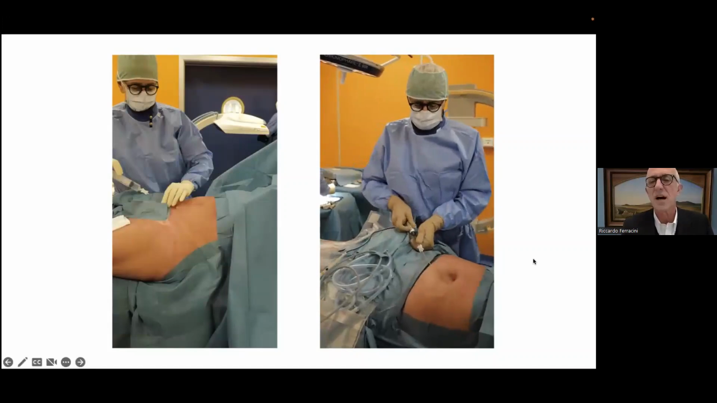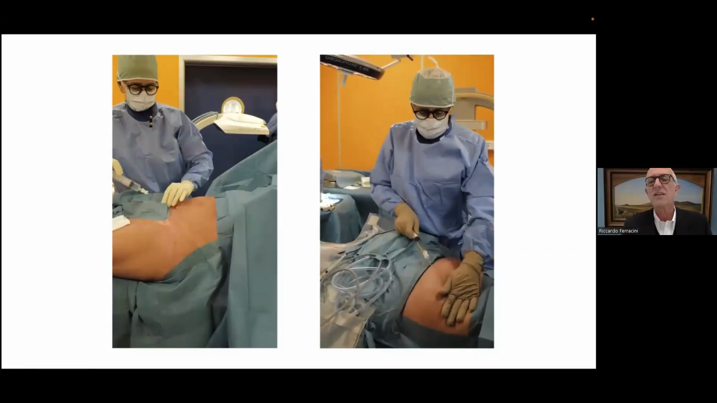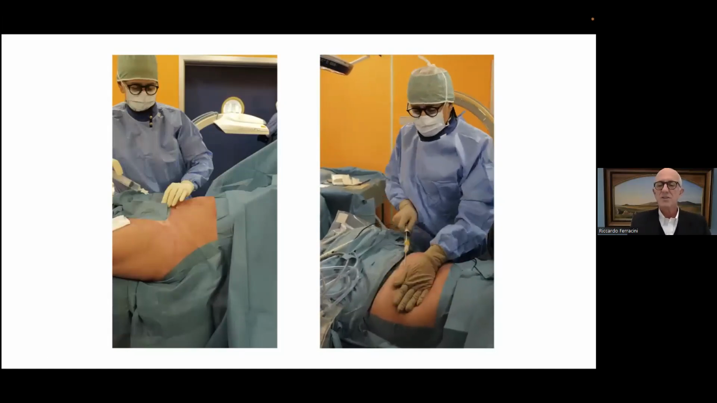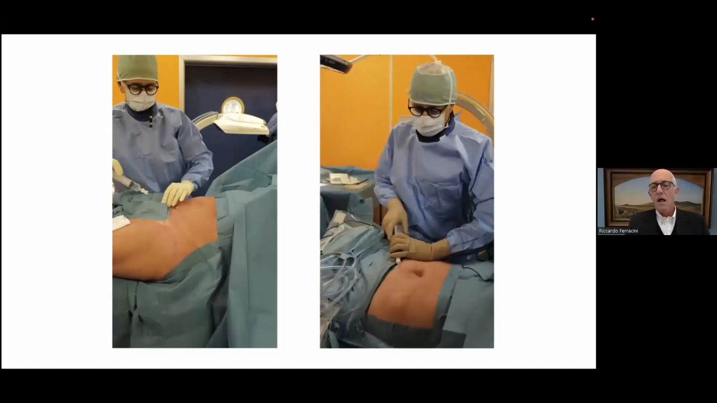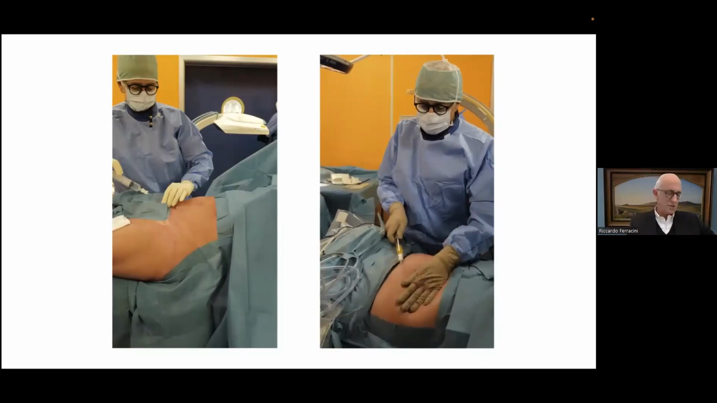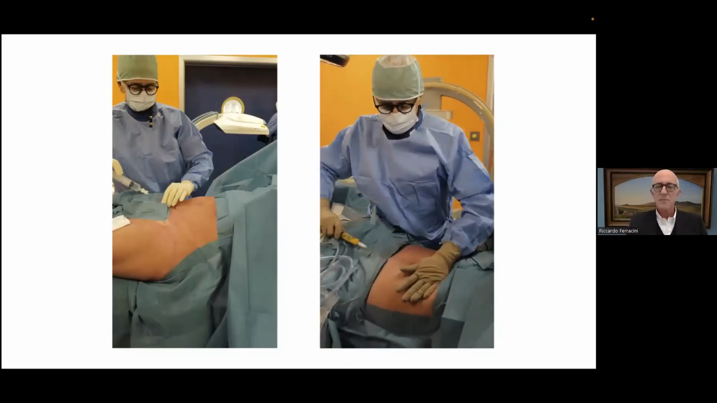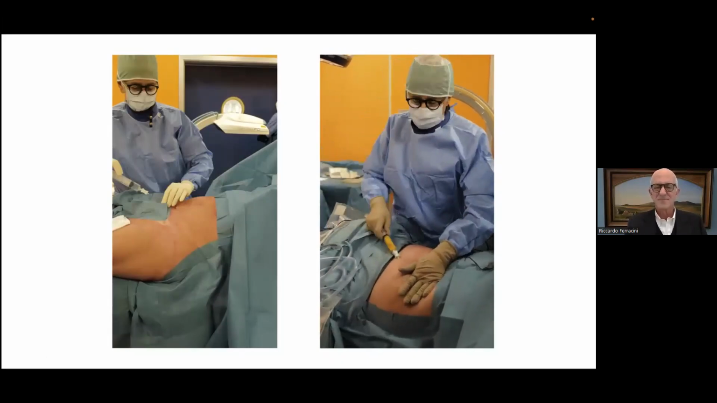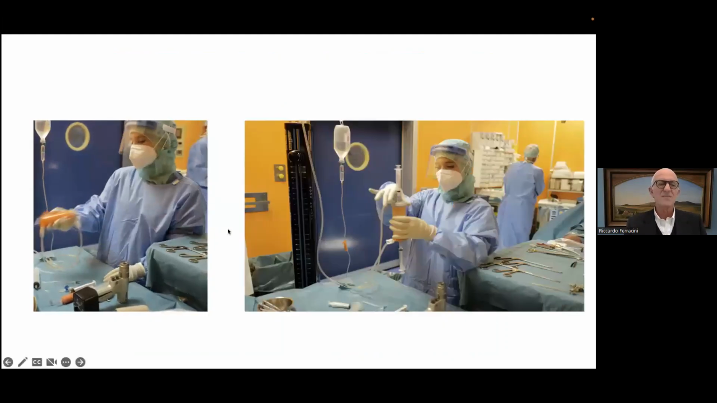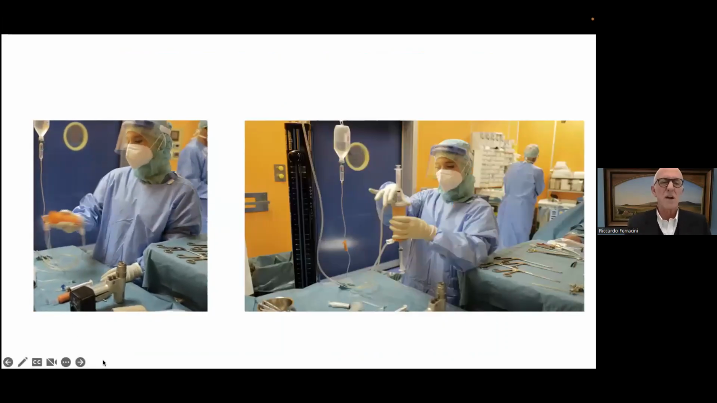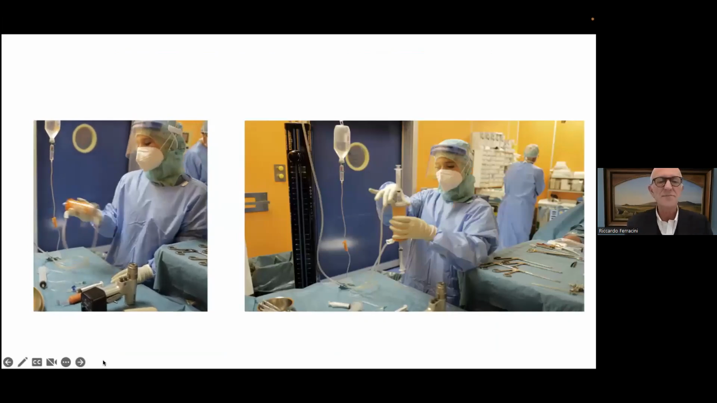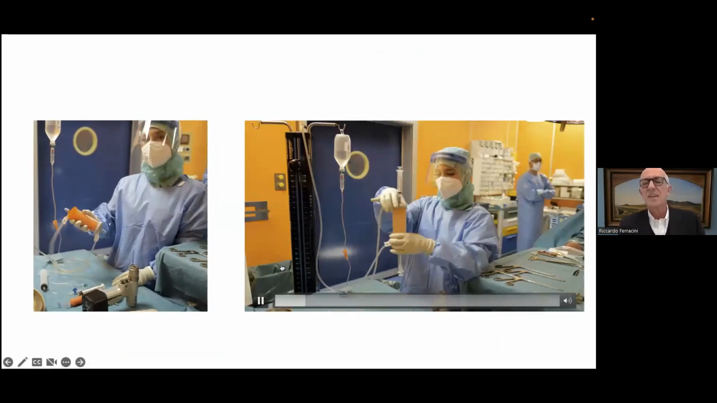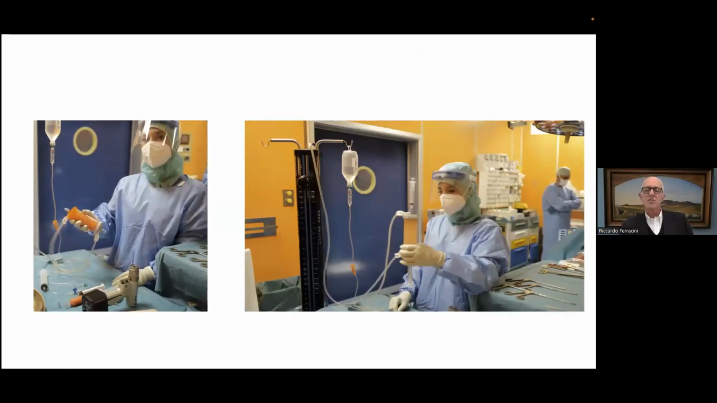This is what comes out. It's a very nice yellow material. And the material goes directly to the OR nurse. The OR nurse treats it. This is the disrupting. She does the disrupting. And after that, she obtains a concentrate.